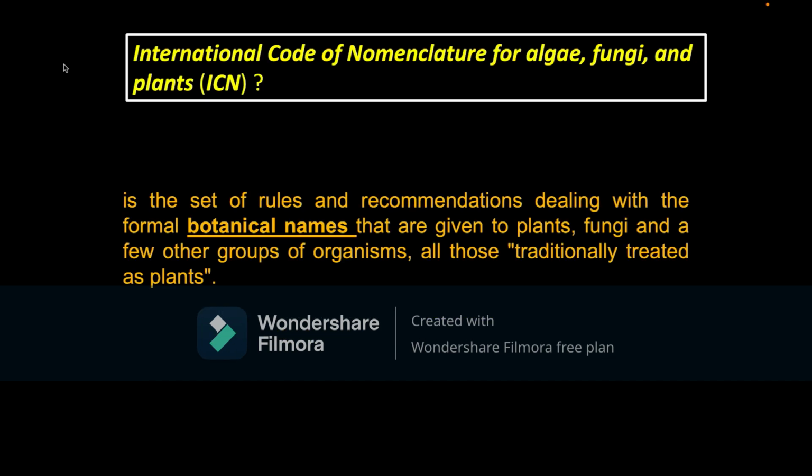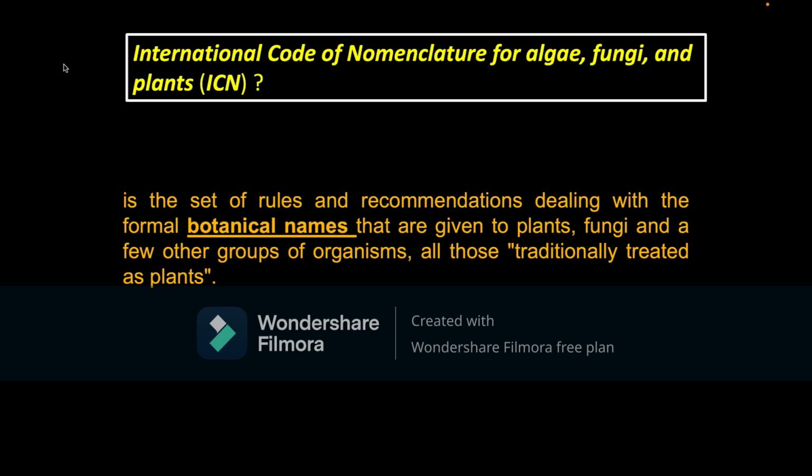Another code, that is the International Code of Nomenclature for algae, fungi and plants, that is ICN, is the set of rules and recommendations dealing with the formal botanical names that are given to plants, fungi and a few other groups of organisms, all those traditionally treated as plants. As with the previous codes, it takes effect as soon as ratified by the Congress on 23rd July of 2011. But the documentation of the code in its final form takes some time to prepare after the Congress.